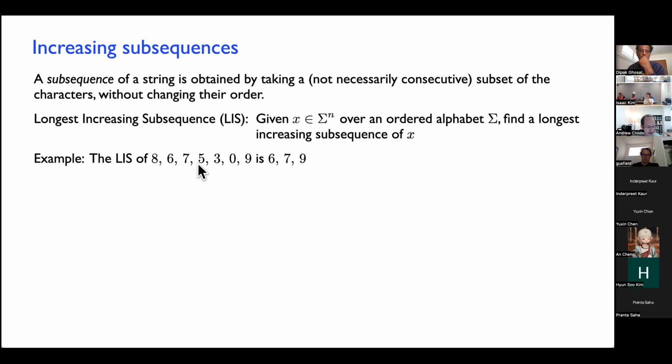So for example, if I have this sequence, 8, 6, 7, 5, 3, 0, 9, then the longest increasing subsequence of that is 6, 7, 9. In this case, it's actually unique. It doesn't have to be unique in general. That's why I just said a longest increasing subsequence. I think in this case, it's actually unique.